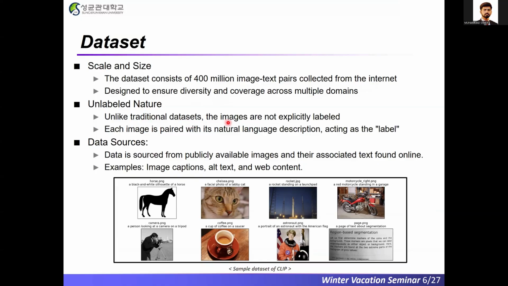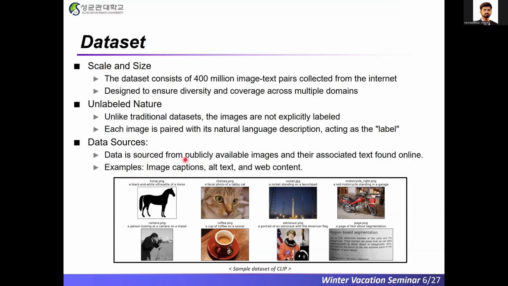Unlike traditional datasets, the images are not explicitly labeled. What I mean by explicitly labeled is that, for example, if you see the image of a cat, it is not said that it is a cat, whereas a description has been sent along with this image, like a facial photo of a tabby cat. For example, for a horse, it is a black and white silhouette of a horse, not just an image of a horse. So there is a text description along with an image. We will see how these two work together.